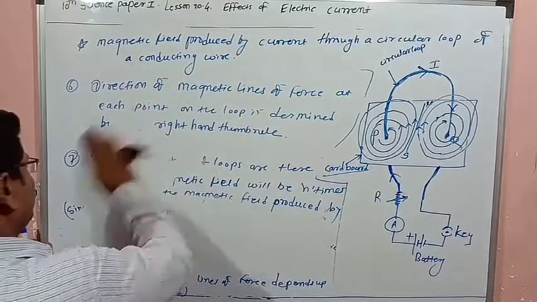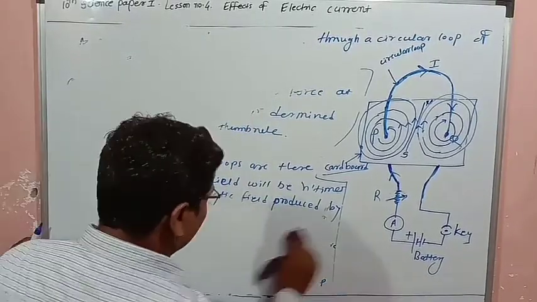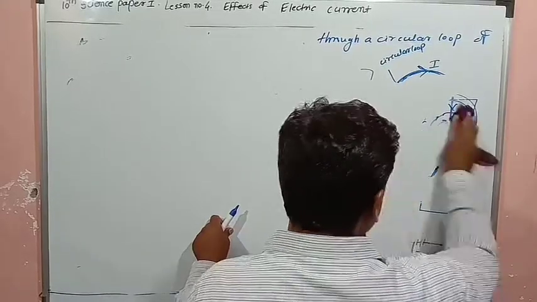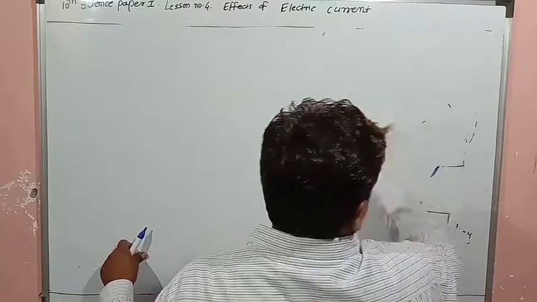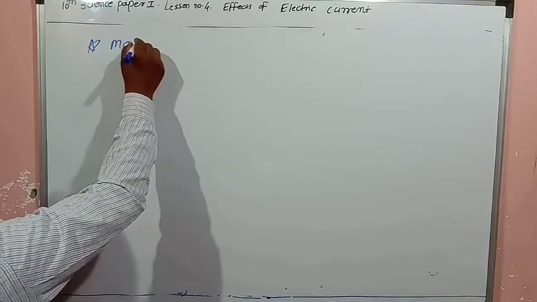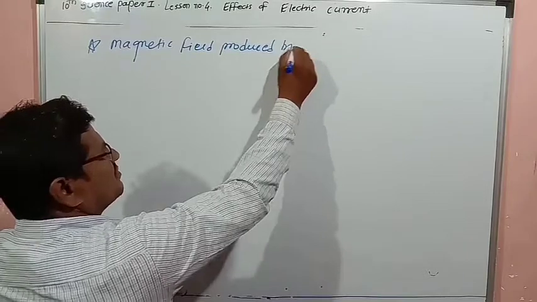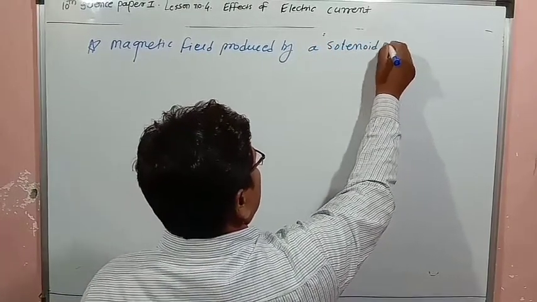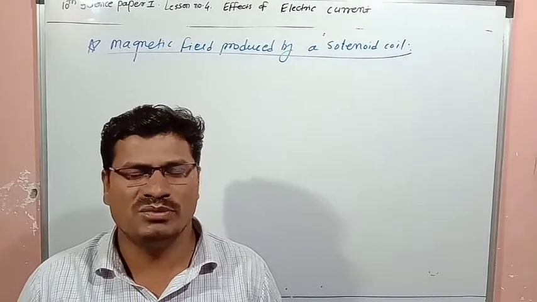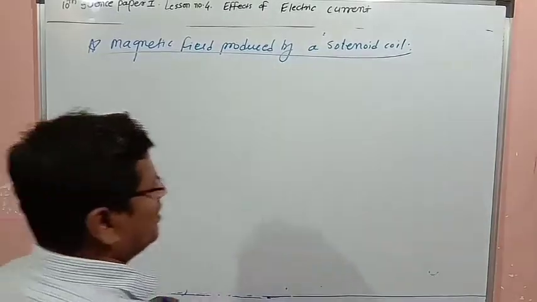So after this, the next point is the magnetic field produced by a solenoid coil. In the case of the solenoid coil, firstly we'll see what we mean by a solenoid coil, and some different points we are going to learn about it. So firstly, we are going to draw the diagram.